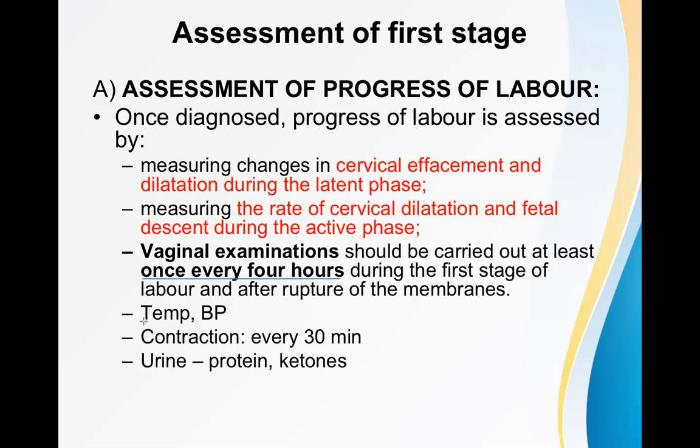At the same time, we need to examine and record the temperature of that lady, the blood pressure, and the pulse rate. Of course, all the vital signs would be recorded. Contractions would be recorded every 30 minutes, and urine should be examined for protein as well as ketones. These are other important parts of the examination, but they are less important than this vaginal examination at this time.